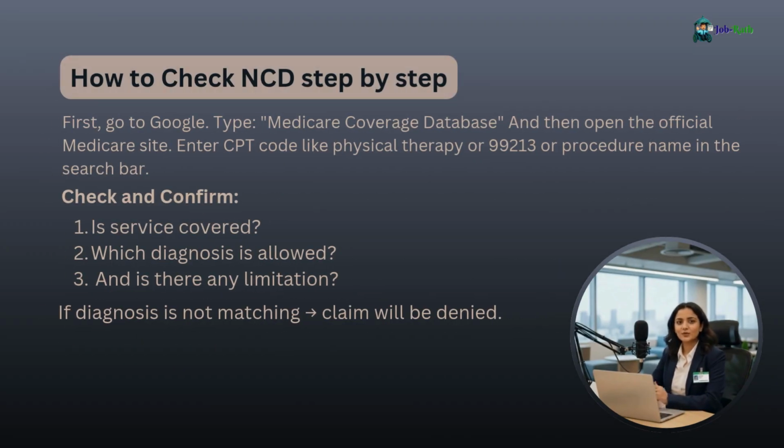Now, let me tell you how to check NCD step by step. First, go to Google, type Medicare Coverage Database, and then open the official Medicare site. Now enter a CPT code like physical therapy or 99213 or a procedure name in the search bar. After search, check and confirm: Is the service covered? Which diagnosis is allowed? And is there any limitation? If the diagnosis is not matching, the claim will be denied.